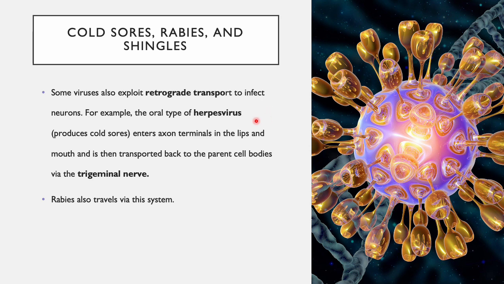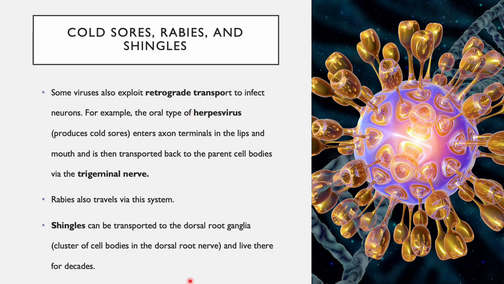For example, herpes virus, which produces cold sores, will actually enter the axon terminals in the lips and mouth and then be transported back to the trigeminal nerve. Rabies also travels via this system. So remember, retrograde transport is when herpes virus would enter the axon terminal and get back to the soma or cell body through the help of dynein protein. Shingles can also be transported this way, and it is transported back to the dorsal root ganglia. So if you remember, the dorsal root ganglia are cell bodies in the dorsal root nerve of the spinal cord. The dorsal root helps us understand sensations that we may feel in peripheral areas of the body. So shingles can be transported via retrograde transport and live in the dorsal root ganglia for decades. And because it can live dormant for so long, that's why some people may be infected but won't present symptoms until they're older.